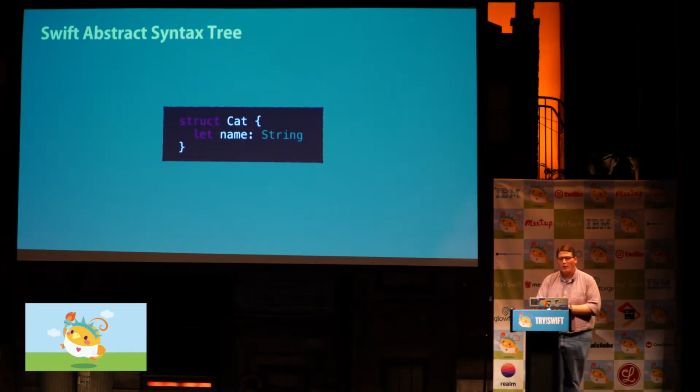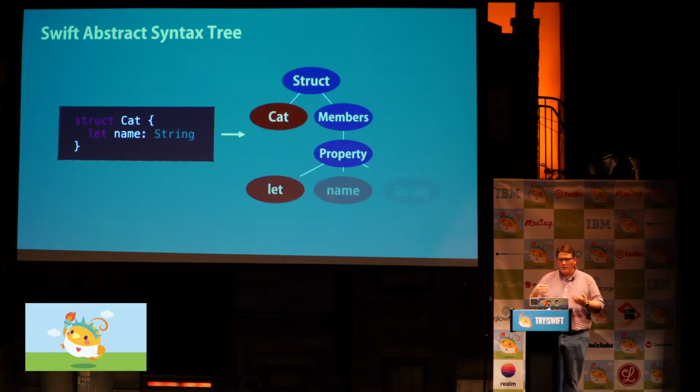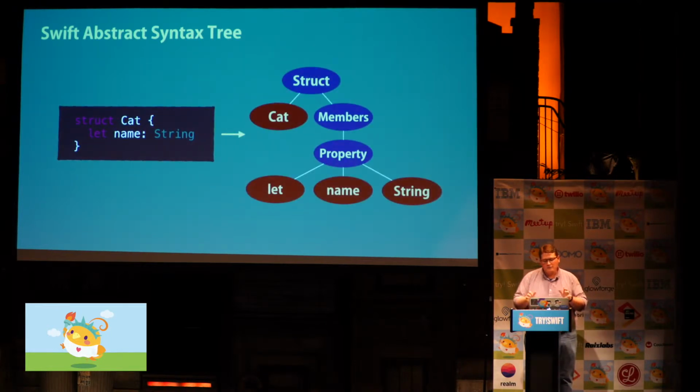So core to this whole thing is the Swift AST, the abstract syntax tree. It's the structured representation of your code that the parser produces. So here, let's look at this struct called cat. It has one property called name. That's a let. And if we look at a simplified version of the AST for this code, you'll see we have all the pieces represented-ish.